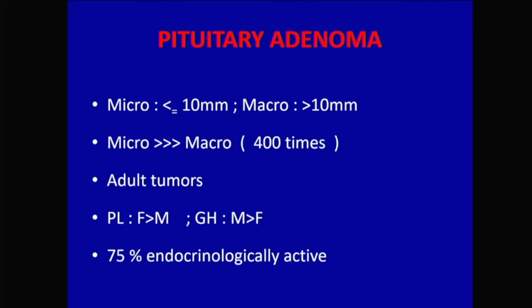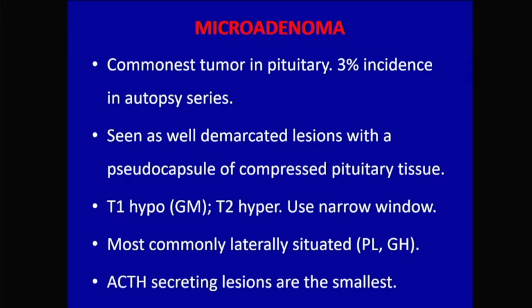Moving on to pituitary adenomas, microadenomas are less than 10 mm, macroadenomas are more than 10 mm, and micro are far more common, and more than 75% of these are endocrinologically active. Microadenoma is the commonest tumor, and these are typically seen as very well demarcated lesions which are hypo on T1 and hyper on T2, but that signal difference is not very great, so you have to use narrow window settings to pick up that lesion.